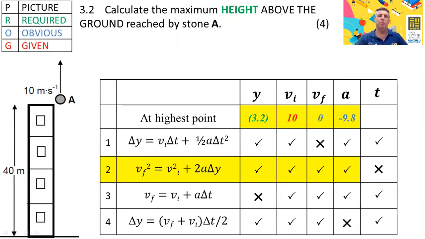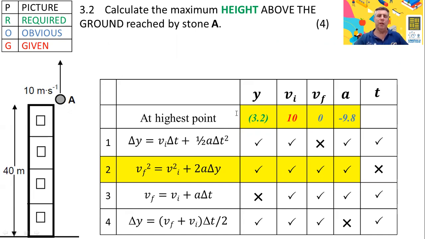So let's look at 3.2. Calculate the maximum height above the ground reached by stone A. So we've drawn a picture. And again, the picture given in the exam was fine. We didn't need to redraw it. What is required is the maximum height, or y, that's 3.2. What is obvious is that the final velocity is naught because it's a maximum height. Remember 0.4 in your notes, and that the acceleration is minus 9.8 meters per second squared.